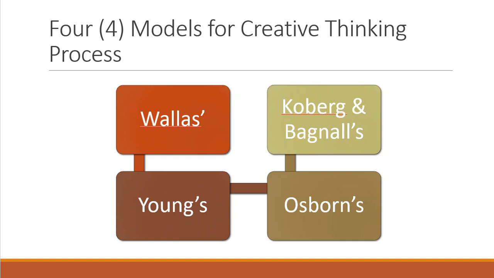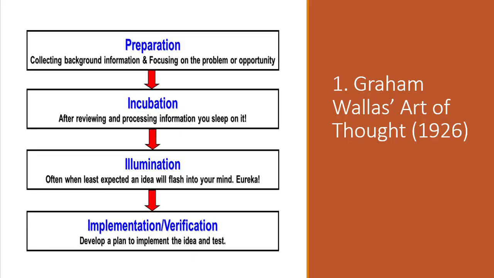So actually there are 4 models for creative thinking process. So the processes for creative thinking is based on these 4 common models. We have Wallace, Cobbett and Bagnalls, Youngs and Osborne's. So these are the names of 4 models for creative thinking process. So let's look at one by one. So the first one is Wallace. This one is proposed by Graham Wallace, known as Graham Wallace Art of Thought. This is proposed in 1926.